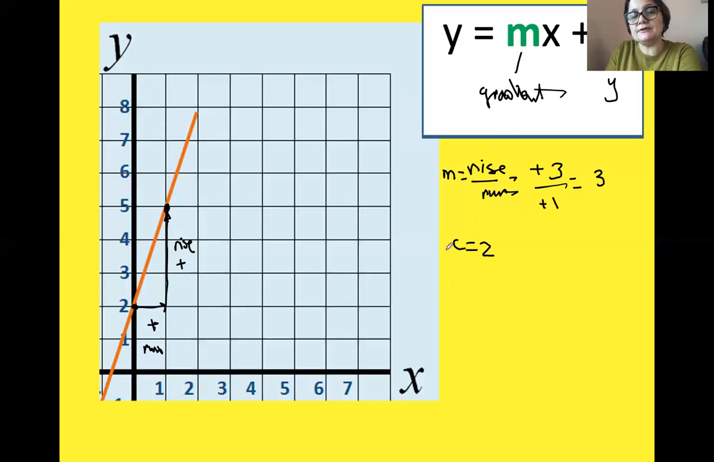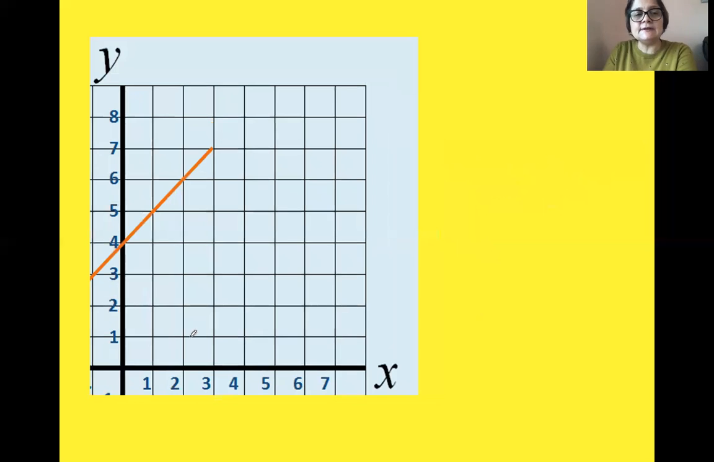Let's substitute it into the formula. So we are going to have y equals 3x plus 2. So this is the equation of this line. Let's have a look at another example. So let's find the equation of this line.